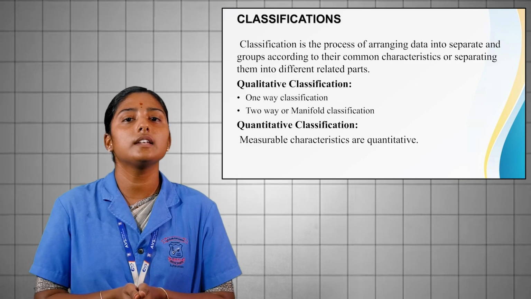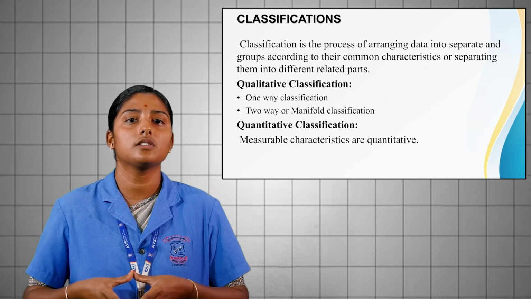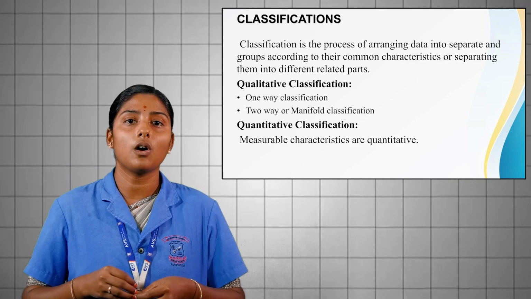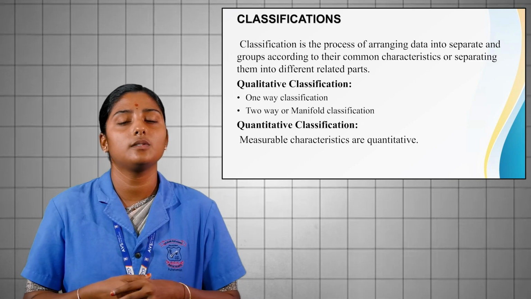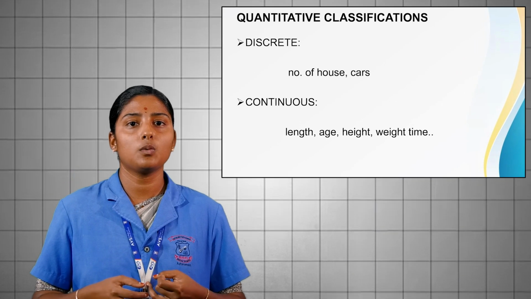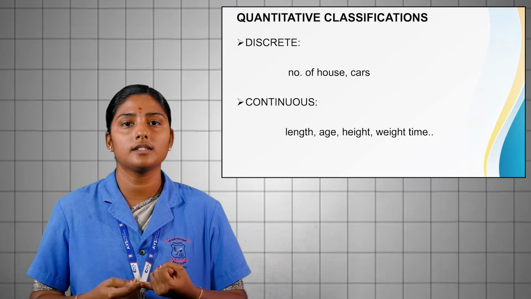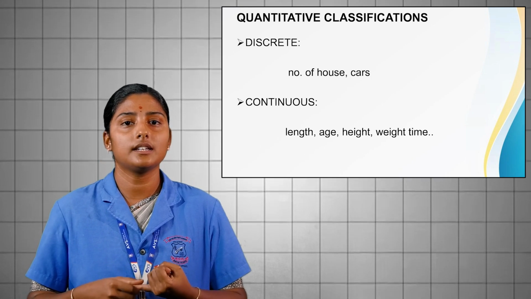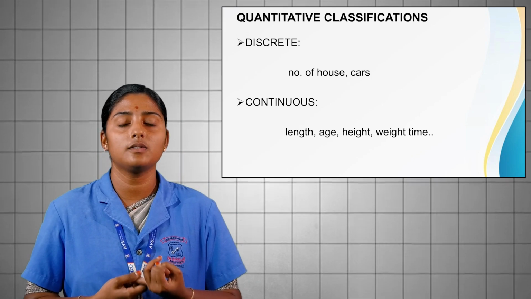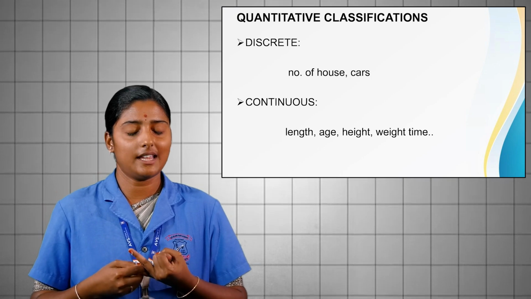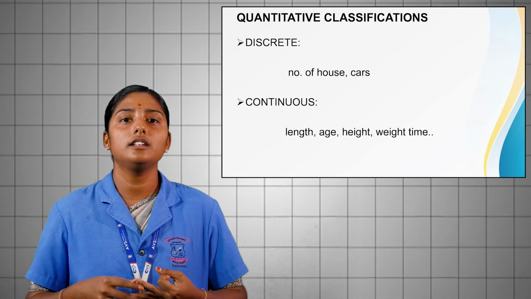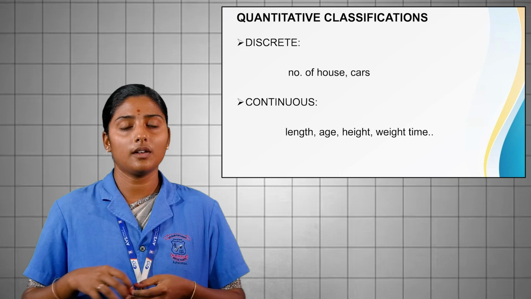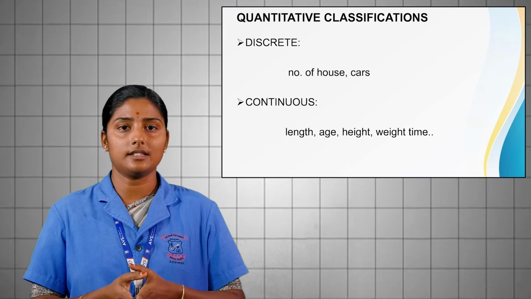The next one is quantitative classification. Quantitative classification means the measurable characteristics. Quantitative classification has two types. One is discrete, such as the number of cars, number of houses, or number of persons in our areas. That is discrete quantitative classification. The next one is continuous classification, such as length, height, weight, and time. These are continuous quantitative classification.